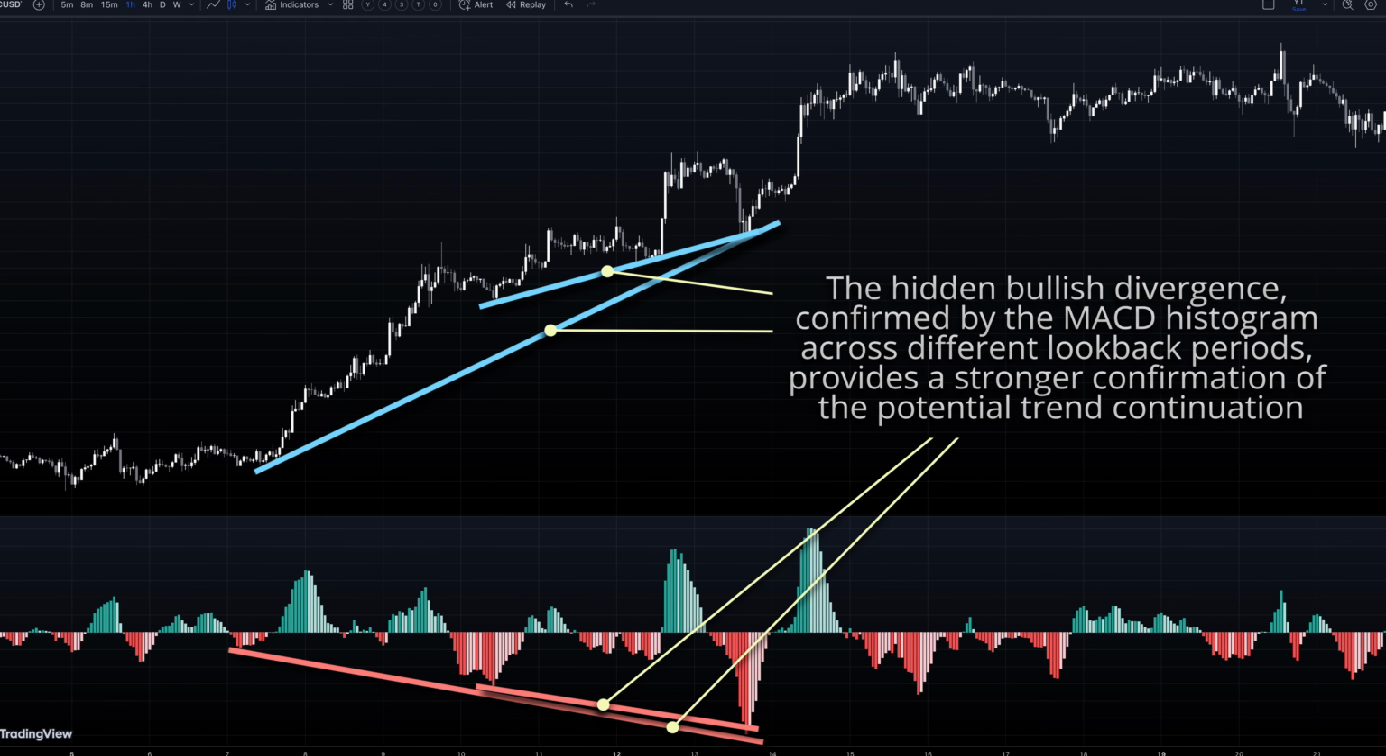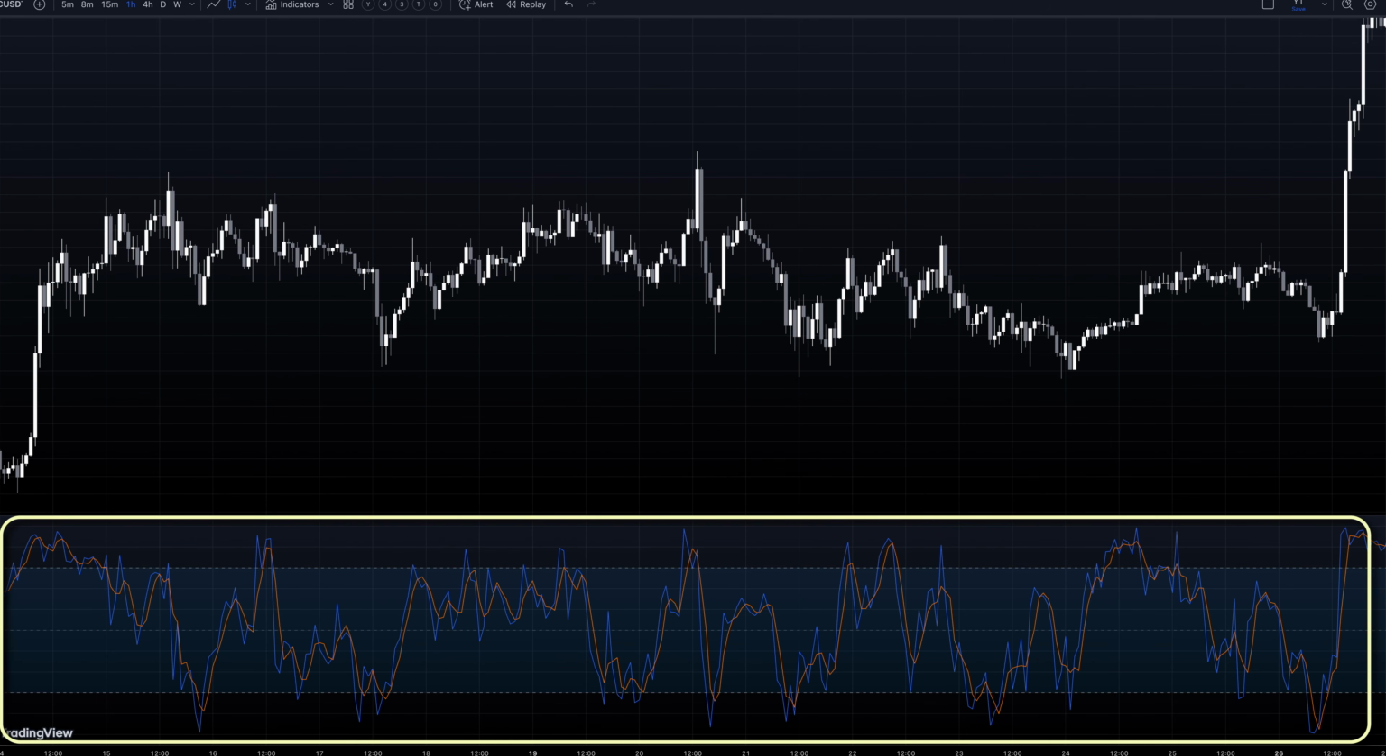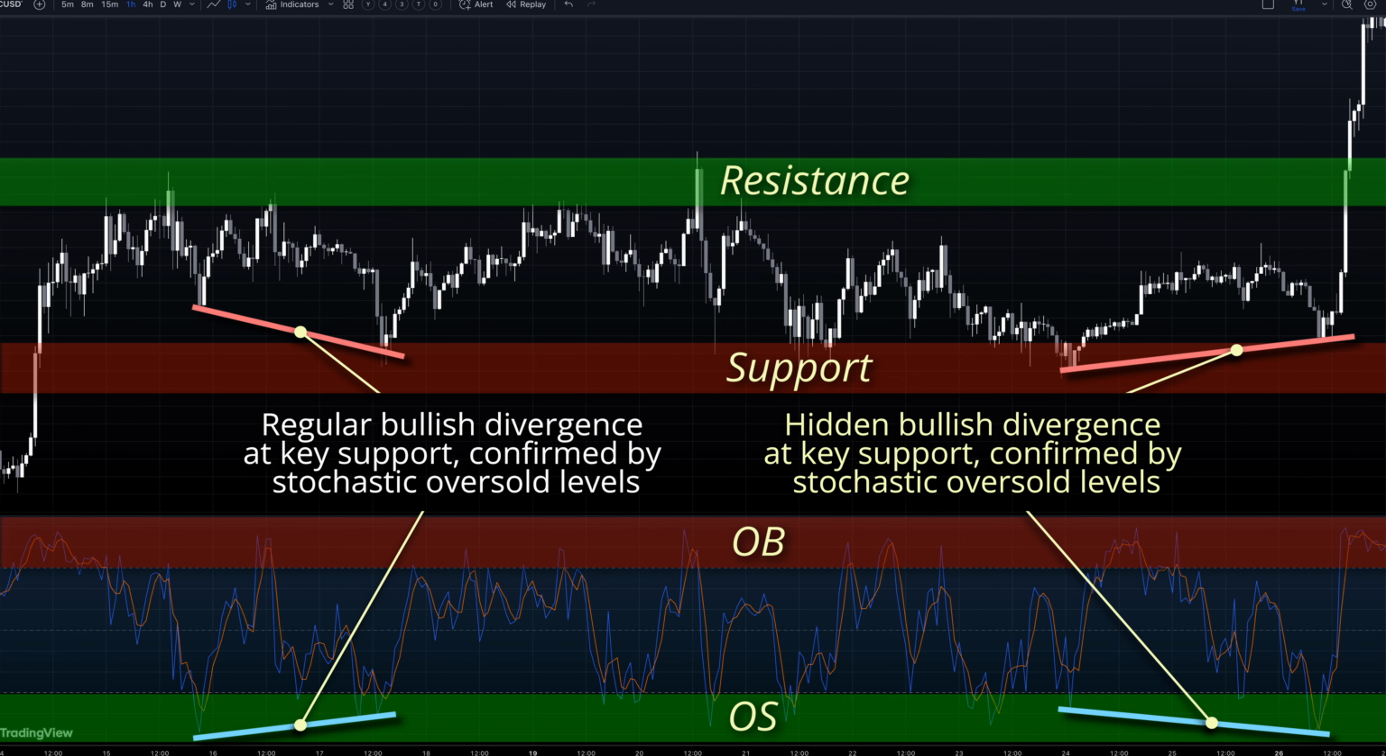The Moving Average Convergence Divergence, MACD, proves especially valuable in trending markets. Its histogram component provides visual confirmation of momentum shifts, making divergence patterns easier to spot. The histogram's size and direction help traders gauge both the strength and potential duration of these divergences. The stochastic oscillator shines in ranging or sideways markets. When combined with key support and resistance levels, it helps traders identify potential reversals with greater accuracy. Its sensitivity to short-term price movements makes it particularly useful for shorter timeframe trading.